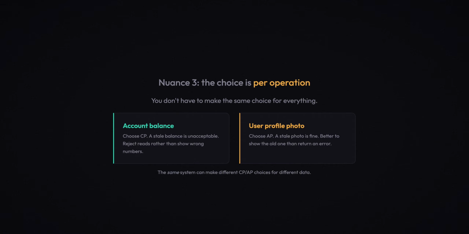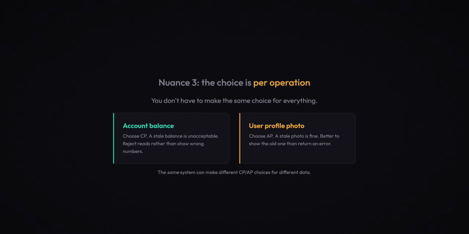Nuance 3, the choice is per operation, not per system. You don't have to make a single global decision. The same system can make different choices for different data. Account balance, CP. A stale balance is dangerous. Better to return an error than show the wrong number.